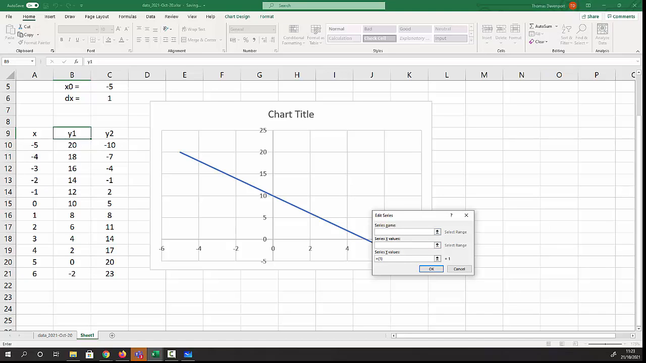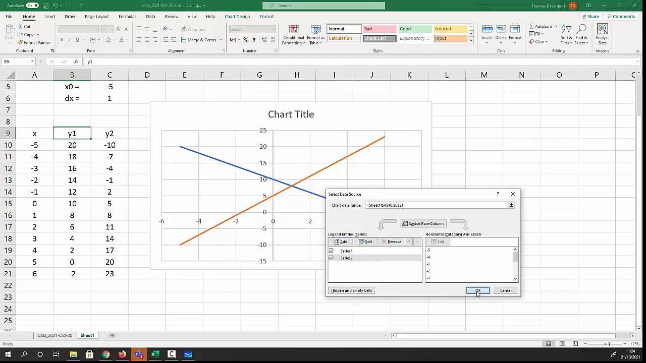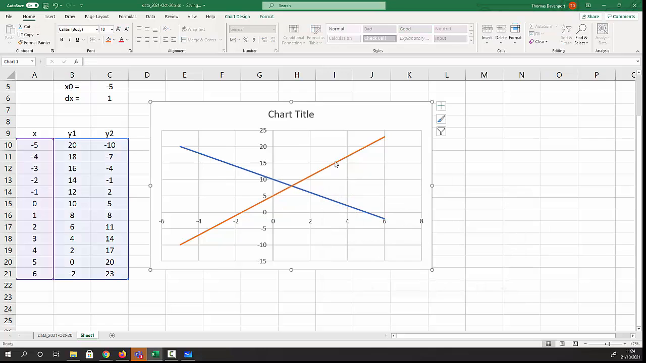And it says, what are the X values? Well, here are the X values from A10 down to A21. And then the Y values, so C10 down to C21. Okay, so we'll accept that and we'll accept that. So now I've got both of the graphs on the single chart.